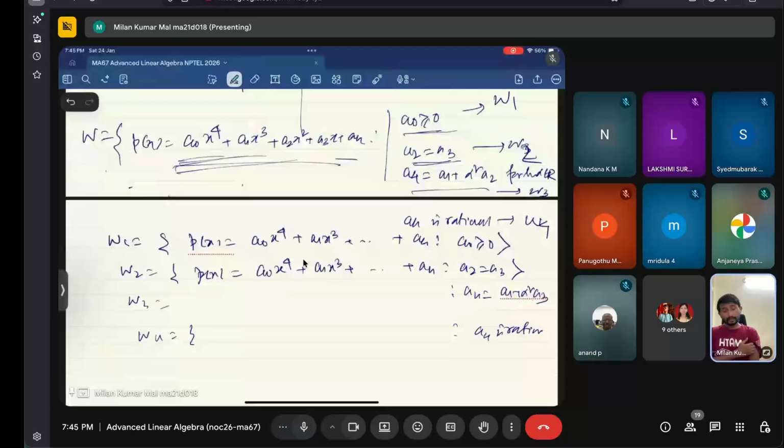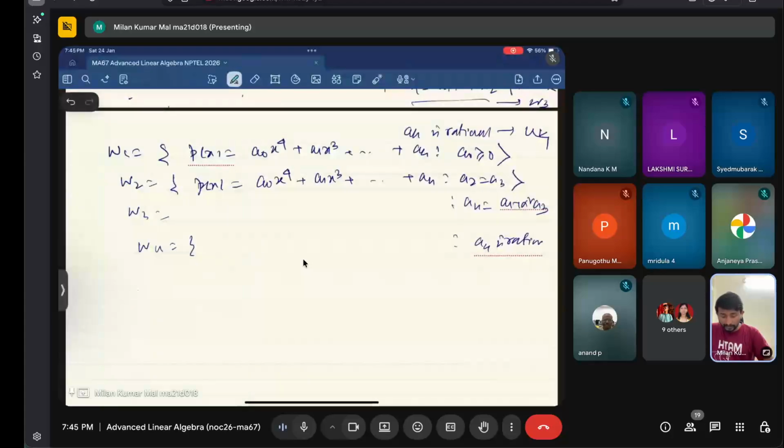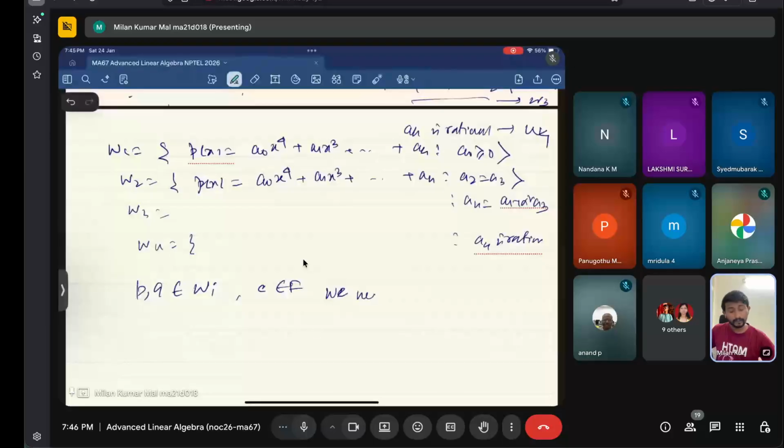So now, as I have said, it will be a subspace if it satisfies these two properties: for any two elements, let's write P and Q, two elements in Wi, and c in the field. Wi means for any i equals 1 to 4. Since this is the real numbers, we need to check whether cP plus Q is again in Wi or not. This is what I have to check.